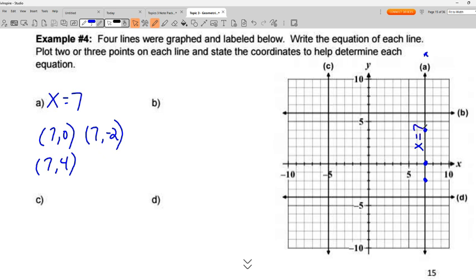In line B, which I see right here, well, I see this point is on line B. That's the point (0, 6). And I see this point up here.